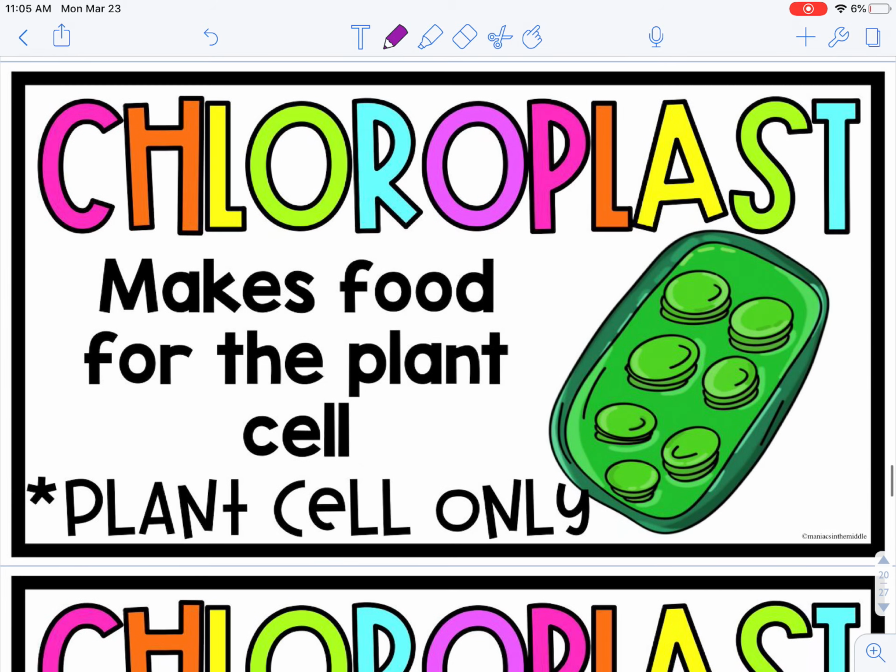Your next one is only found in a plant cell, just like your cell wall, and we'll talk about why in just a moment. So its job is to make food for the plant cell. Remember, I would definitely make a note: plant cell only. And think about, why would a plant cell have to make food for itself? Well, we as animals, is what we're considered, can go out, we can hunt for food.